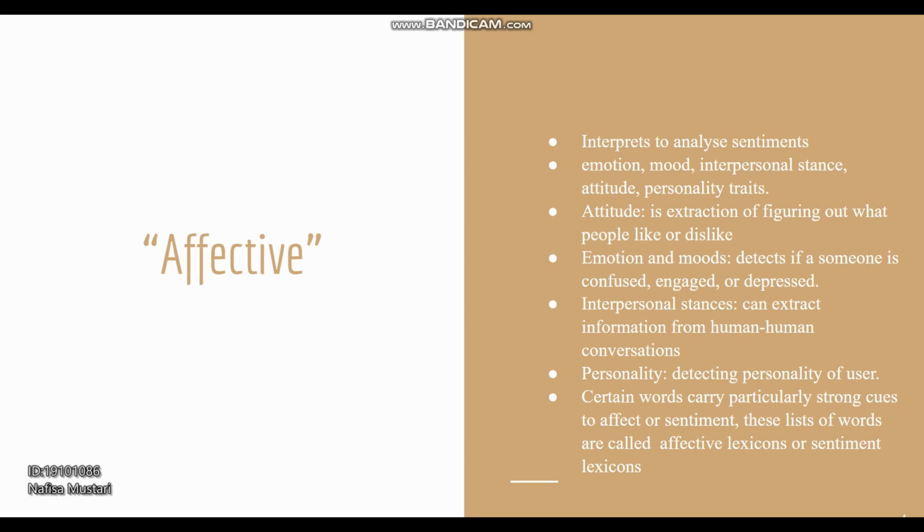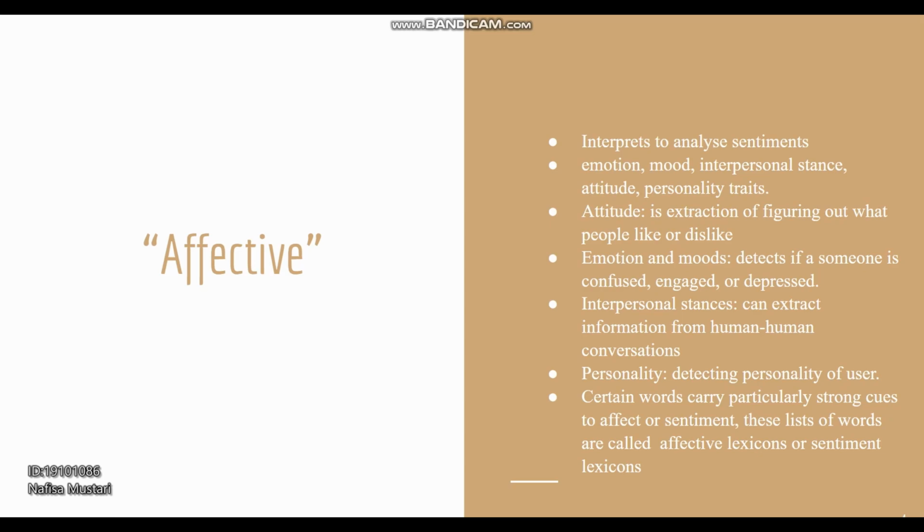Now, first of all, I will be starting with affective. Here, tools are used for interpreting affective meaning to analyze sentiments. Affective consists of emotion, mood, interpersonal stance, attitude, and personality. The extraction of attitude is figuring out what people like or dislike. Emotion and moods detect when a learner uses a tutorial system, if they feel uncertain, interested or confident, or if a blogger's blog post is depressed or not.